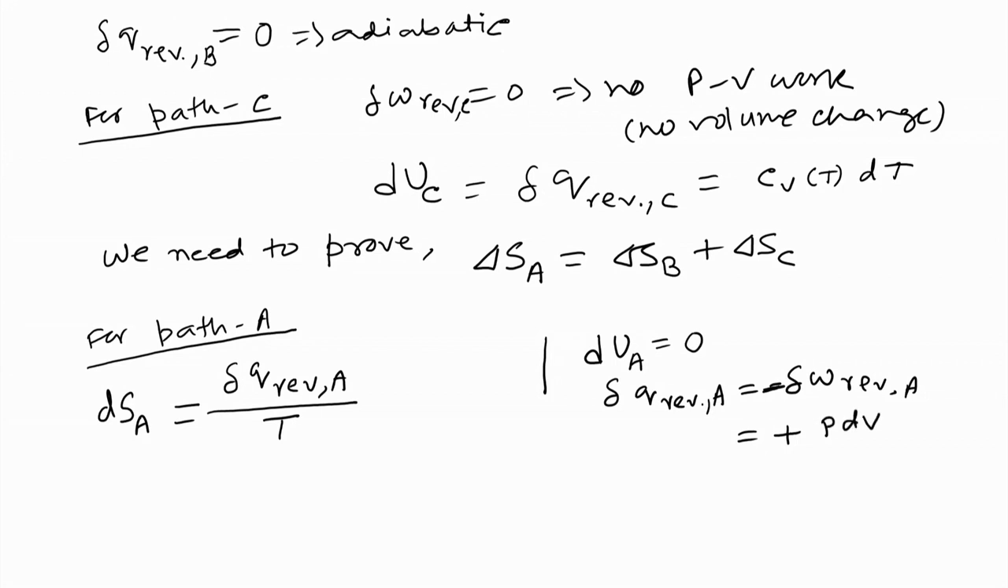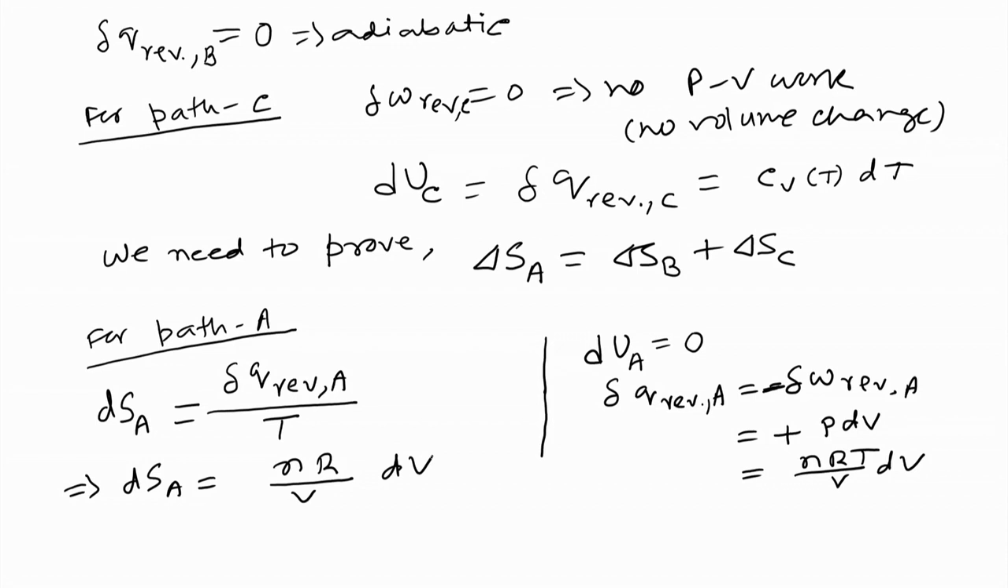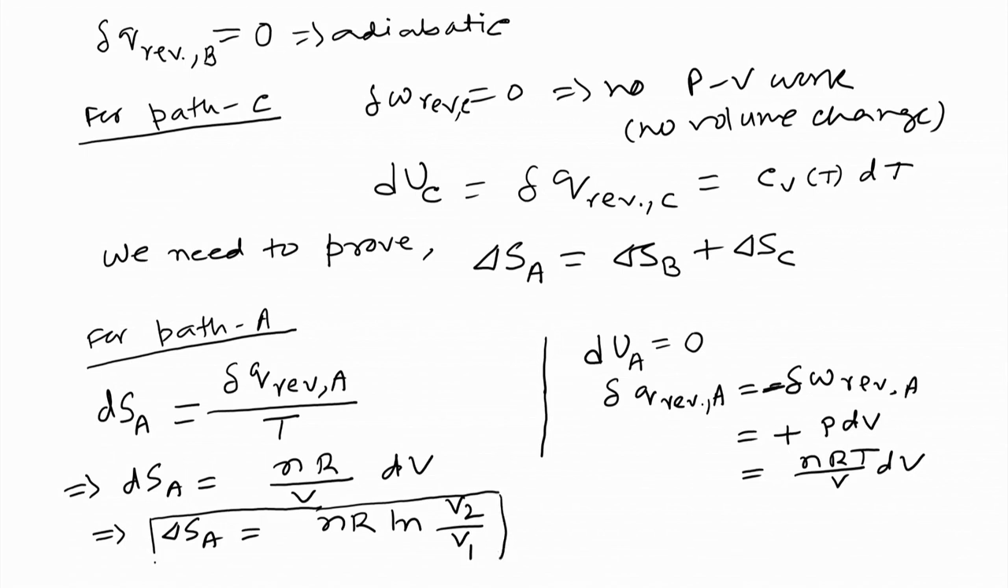And what is P dV? It is nRT by V dV for ideal gas. So, we get dS_A is nR by V dV. So, if we do the integration, we get delta S_A is nR ln, final volume V2, initial volume V1. This is the entropy change for path A.